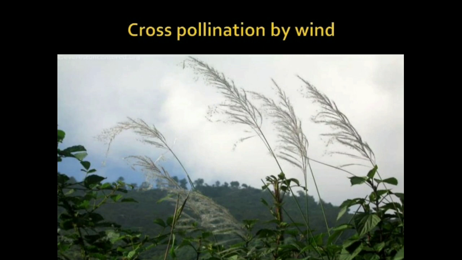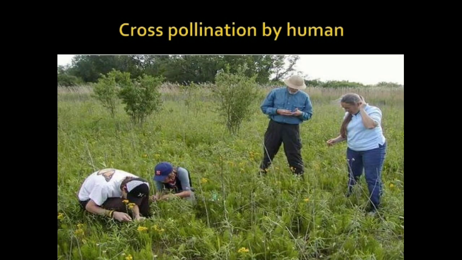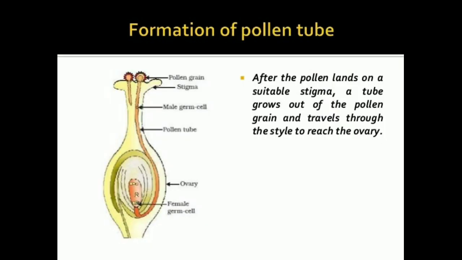Okay, and humans can pollinate the flowers by just dusting the pollen grains of one flower onto the stigma of another flower. So pollination can be done artificially by humans too. So now the pollen grains have reached the stigma of the flower.